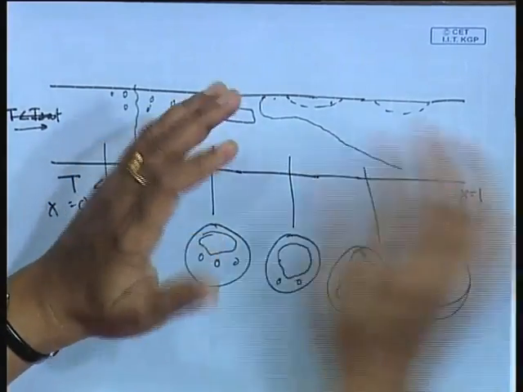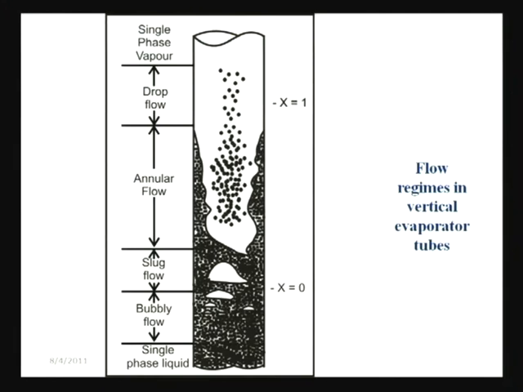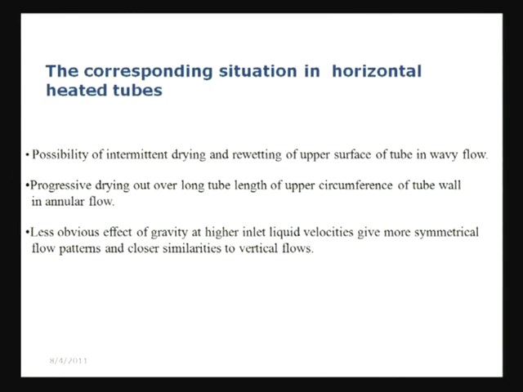Okay. So, therefore, we find that in a horizontal heated tube, since gravity also sets in addition to the situations which we had observed in the case of a vertical tube, there is a possibility of intermittent drying and rewetting of the upper surface of the tube in wavy flow or annular flow, as you call it. Gradually this intermittent drying period becomes longer and longer. So, it is progressive drying out over long tube length of the upper circumference of the tube wall in annular flow.